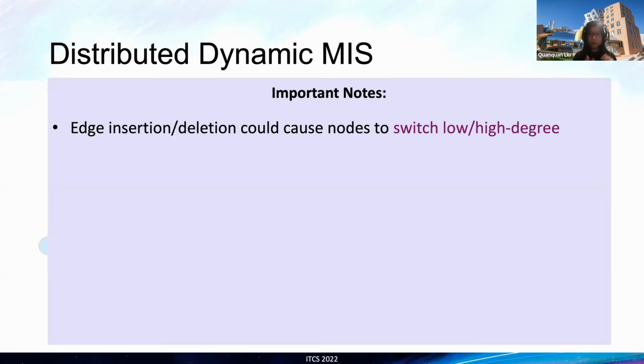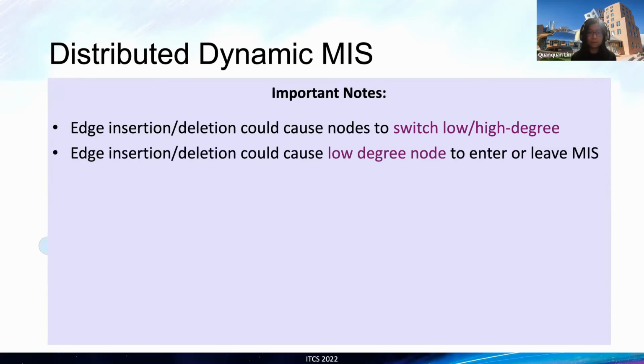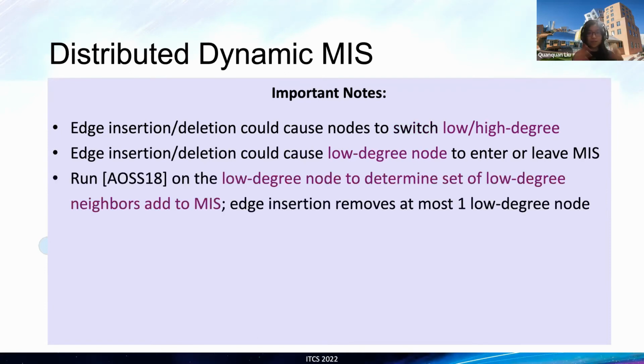There are some important things to consider about the algorithm I just described, so let me mention them now. First, edge insertions or deletions may cause nodes to switch their degree designation. So low degree nodes may become high degree and vice versa, many times throughout the course of the entire algorithm over many updates. Then when an edge update causes a low degree node to enter or leave the MIS, the dynamic algorithm of AOSS 18 is run on the low degree node to determine its set of low degree neighbors to add to the MIS. While several low degree nodes may enter the MIS as a result of an edge update, at most one low degree node ever leaves due to an update, specifically due to an edge insertion.